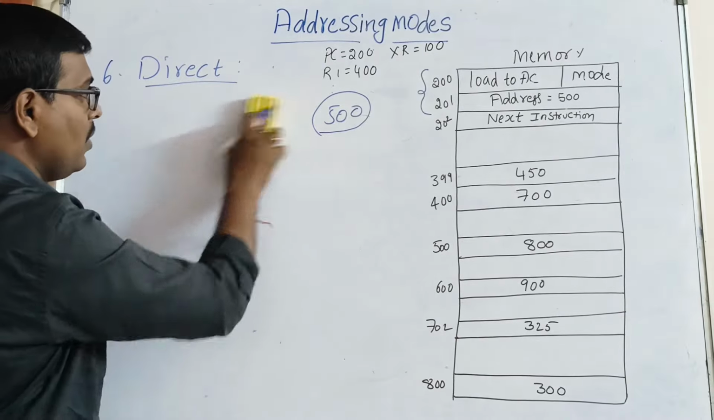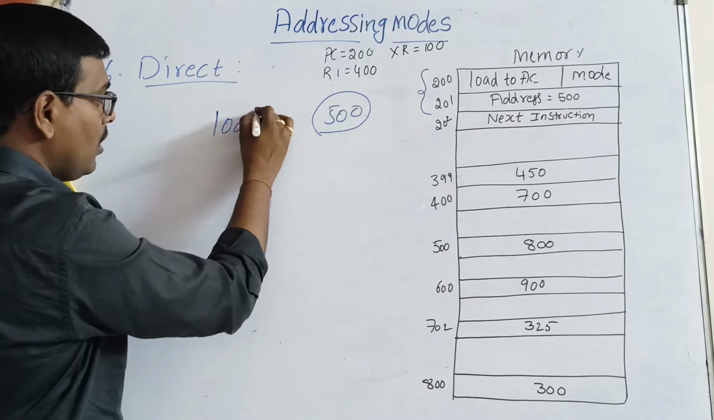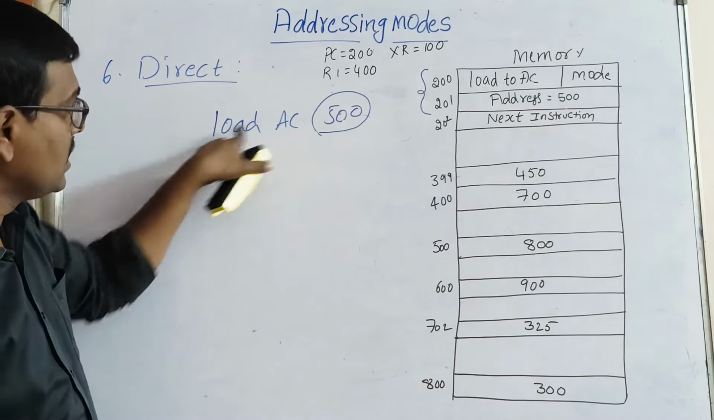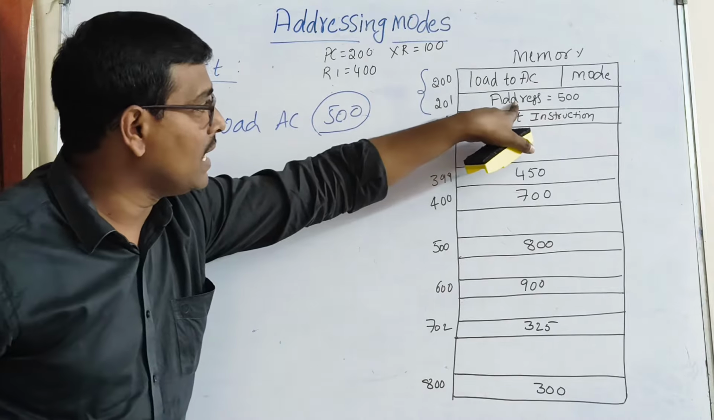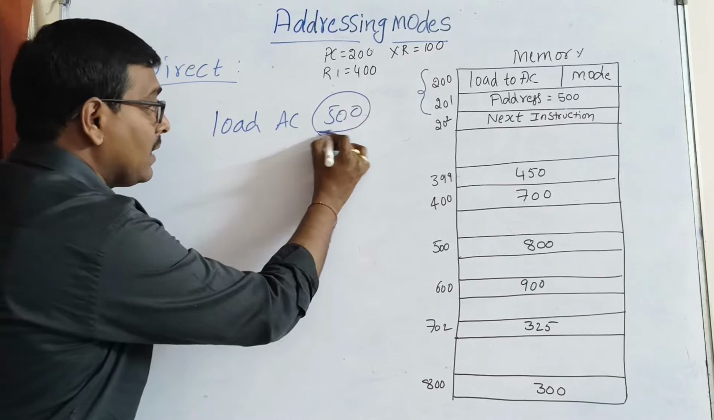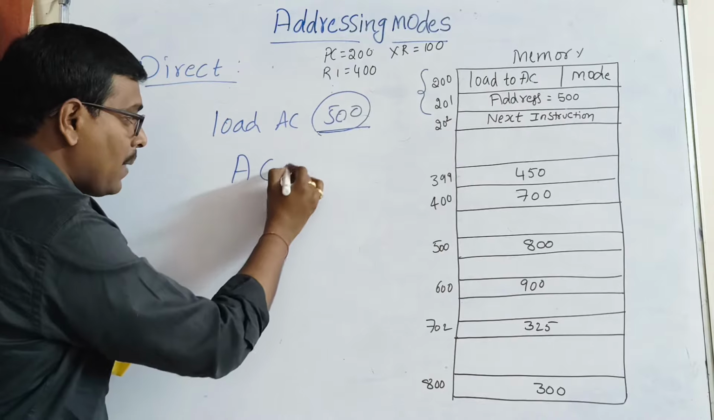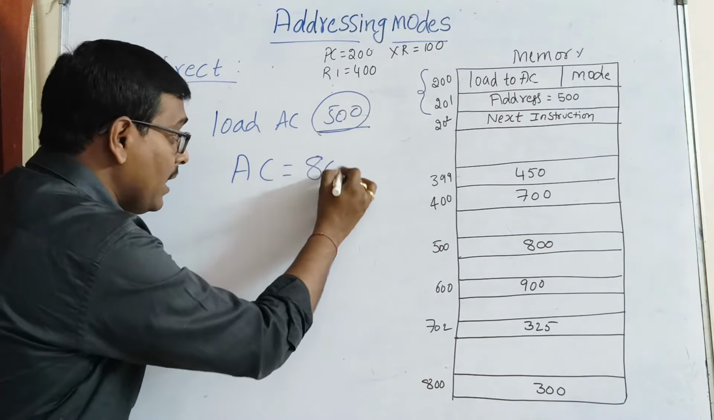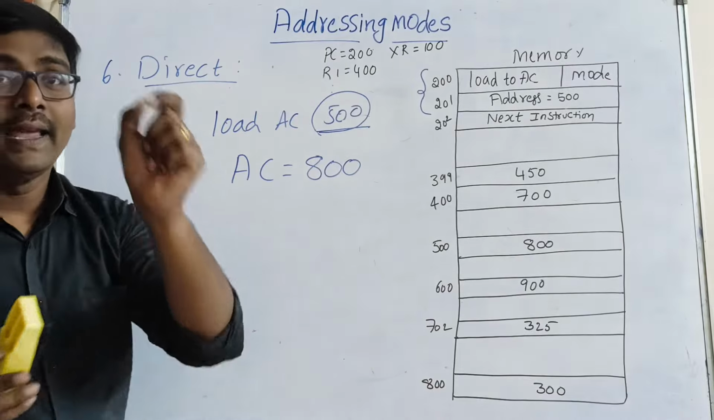According to our example, Load AC, address is 500. This is my original instruction. Load AC, the address here. At the address 500, my operand is available. So what is the value of the accumulator? 800. You got it?